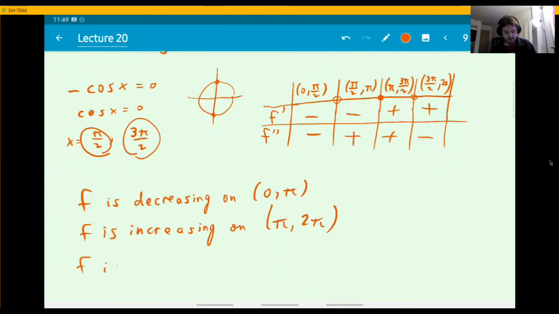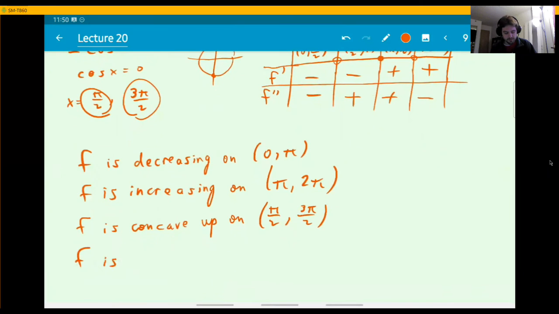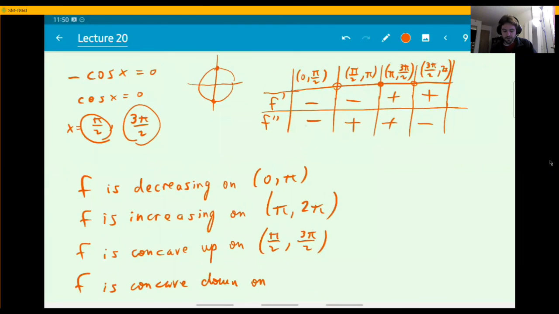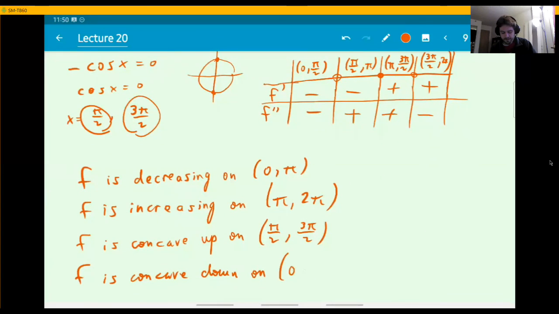And then f is concave up on, where is it concave up? So where is f double prime positive? You have these two pieces which are together. You can make them one piece between pi over 2 and 3 pi over 2. But concave down on, so now for f double prime negative, you have two separate pieces. You're going to use the union notation of those two intervals, the first and the fourth interval. This is the answer to the problem.